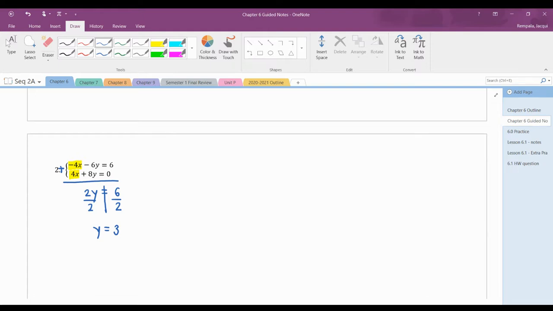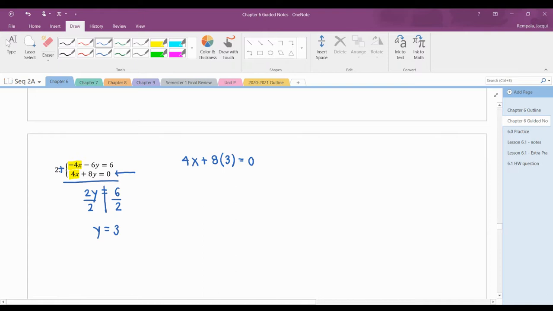Our last step, step number 5, is that if we solved for y, we have to go back and solve for x. So we can go back to either one of those two equations. Like I said, it doesn't matter which one, but because I want to solve for x, I notice that x is positive on the bottom, so I'm going to just go to that one. So we're going to have 4x plus 8 times, and now I get to substitute in the value for y, so that's 3. That equals 0.